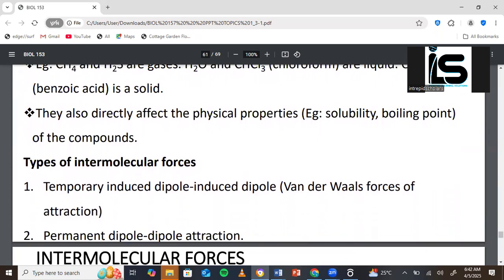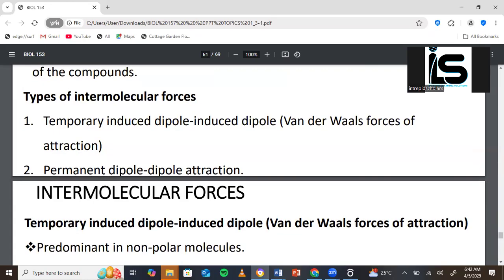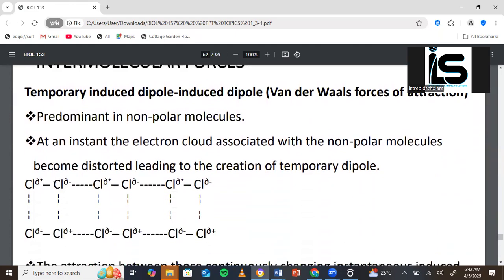I've talked about that. Right. Now, there are types of intermolecular force. The first one is temporary induced dipole, the induced dipole. We call it the weak van der Waals forces. Then we have permanent dipole. So the induced dipole happens between nonpolar compounds, compounds which are nonpolar, right?